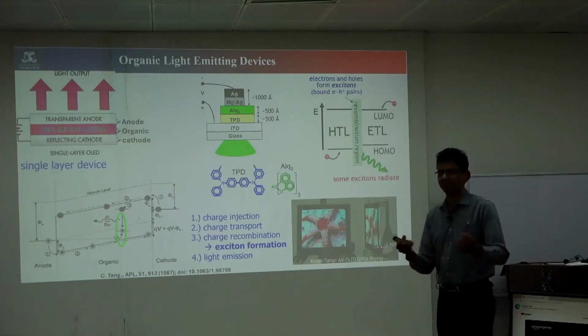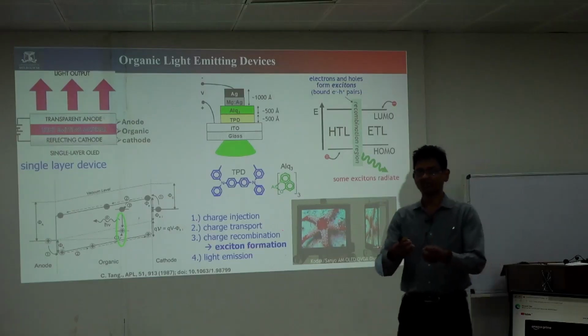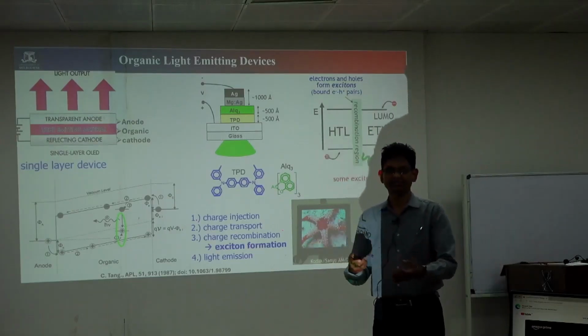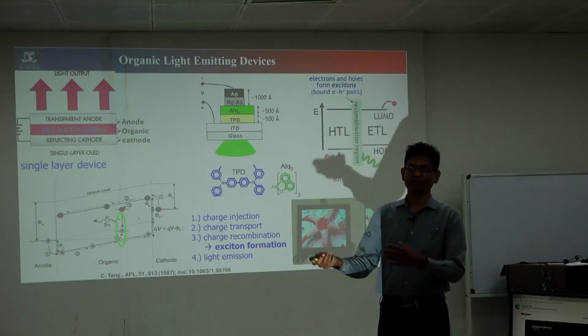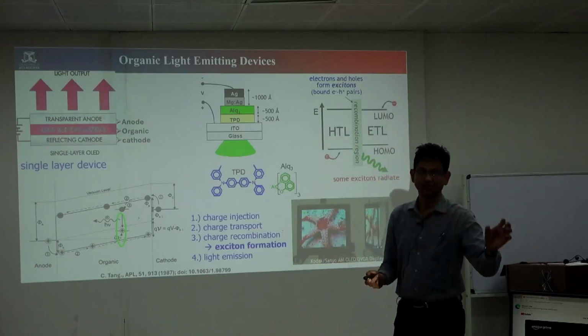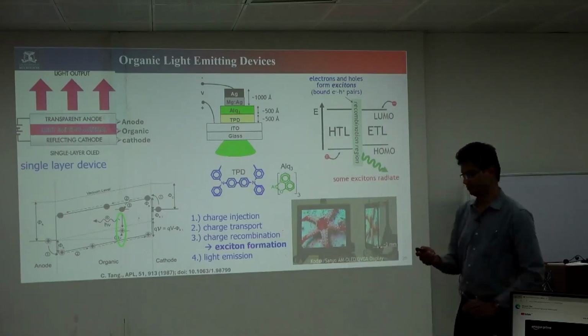It's just the recombination of holes and electrons that will give the light energy. Then it will come up with the required wavelength, which depends on the band gap of the material we are using.